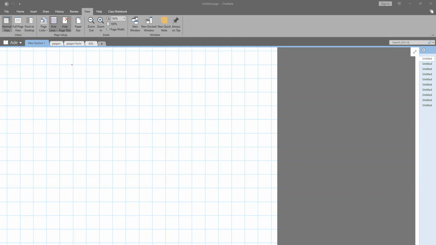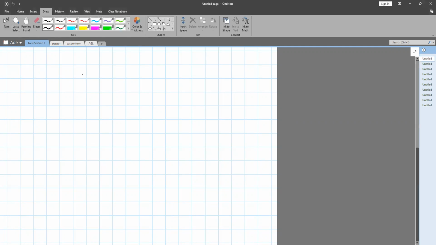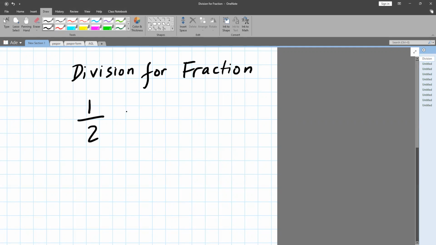So we are now doing division for fraction. So what have you learned at school when you have, for example, half divided by a quarter?